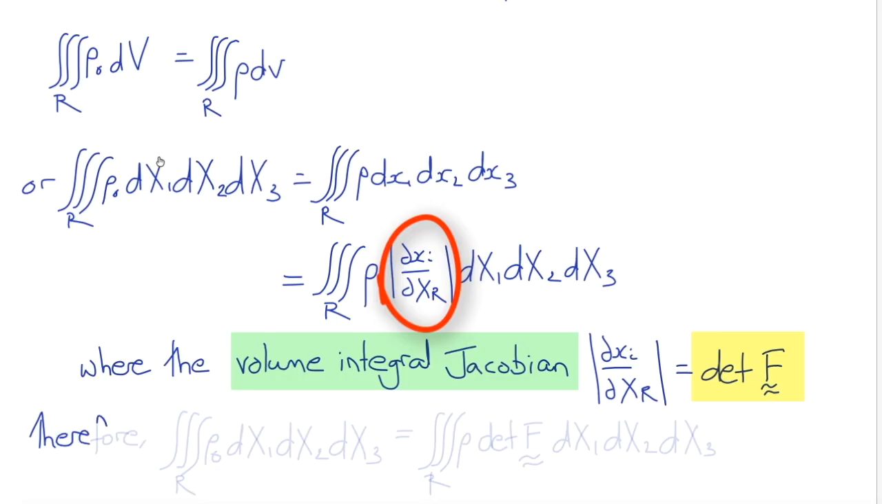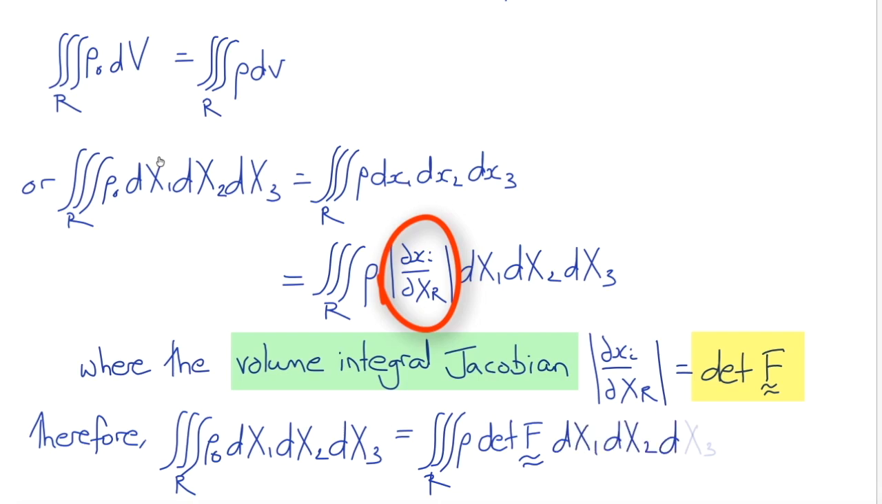So therefore we can now write our integral equation as the triple integral over R of rho naught, the undeformed density with respect to undeformed coordinates dX1, dX2, dX3 is equal to the triple integral over R of rho, the deformed density, times the determinant of F, dX1, dX2, dX3.